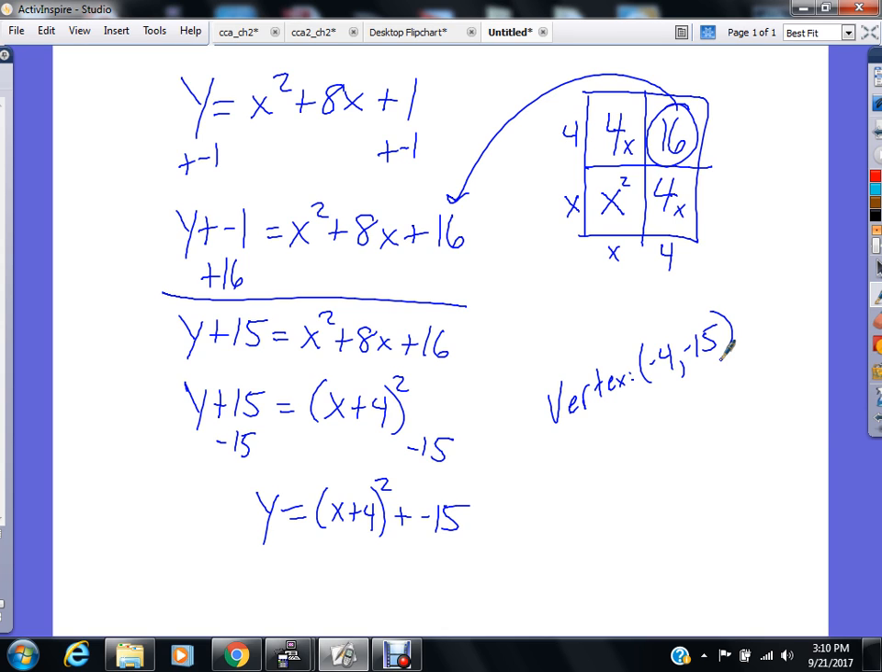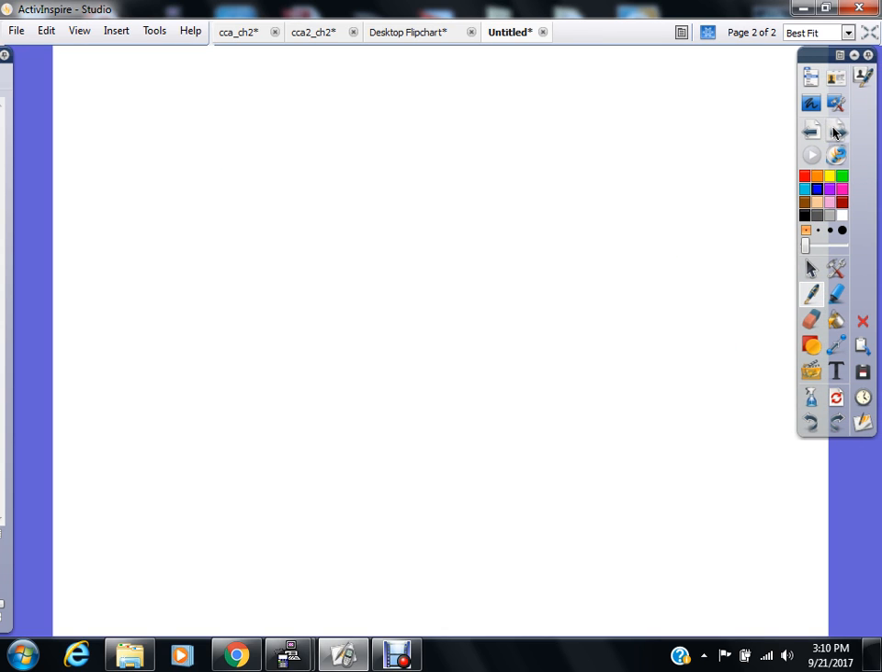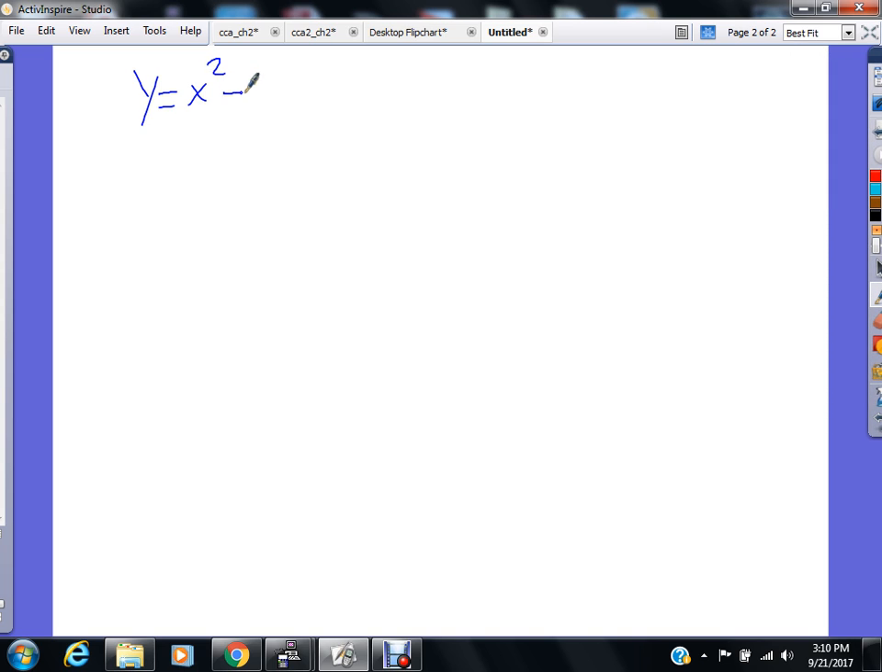Right, so let's do another one. This time I'm going to use y is equal to x squared minus 6x plus 7. Now in this one, again, I don't like to do subtraction, so I'm going to change that to adding the opposite. I'm going to change that to plus a negative 6x.